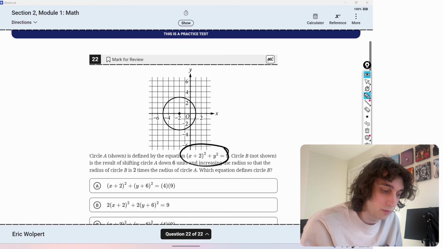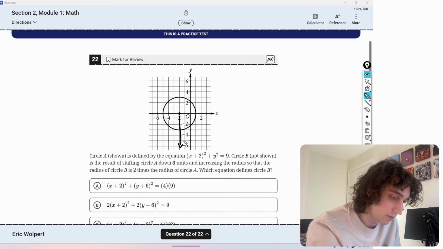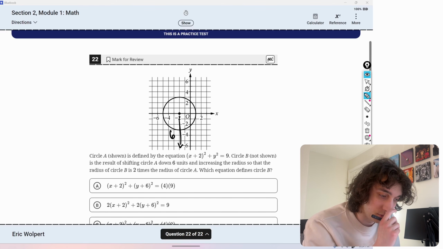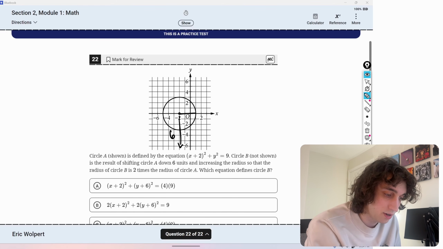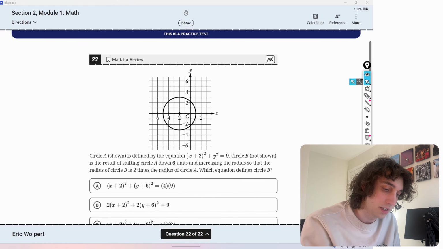So they give us the formula for the circle. They also show it graphically, even though they don't need to for this problem. And they tell us circle B, not shown, is the result of shifting circle A down 6 units. So we're going down 6 and increasing the radius by 2x, right? So the radius here is 3. Now we want a radius of 6. So it's going to look something like that, right? And we're asked which equation defines circle B.